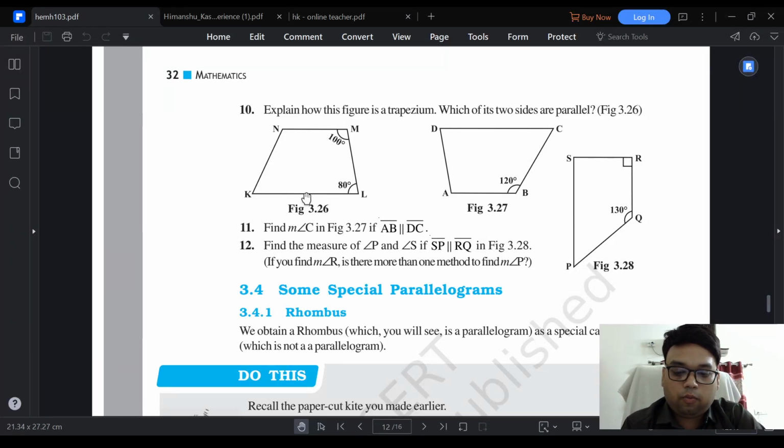Here the property of transversal is used. The transversal property is used here, and we can simply give the answer.